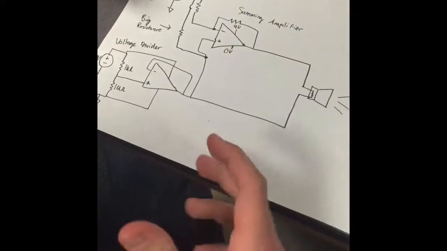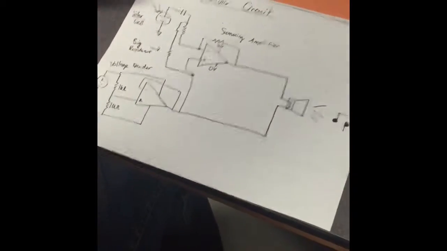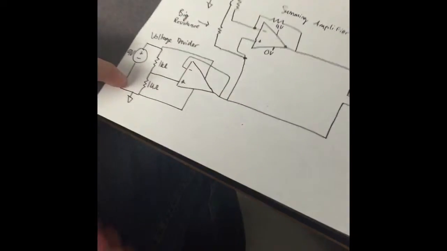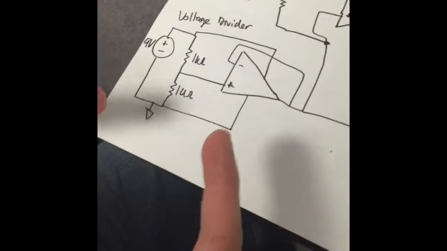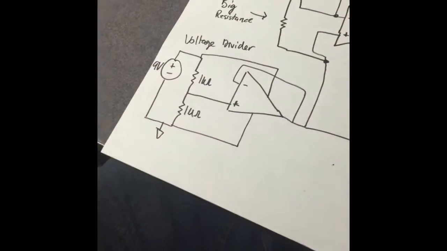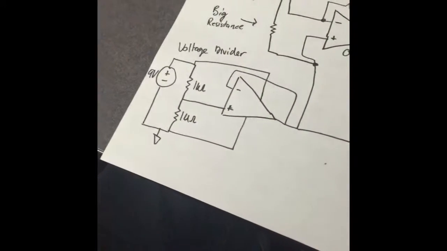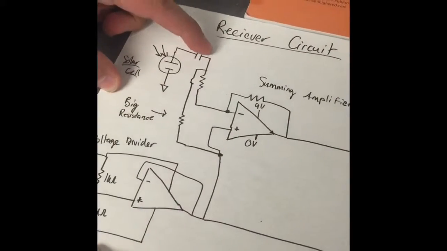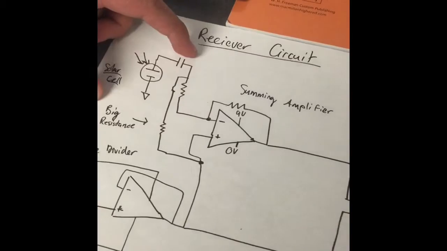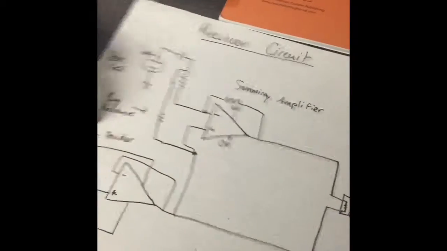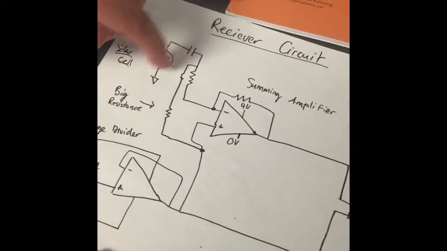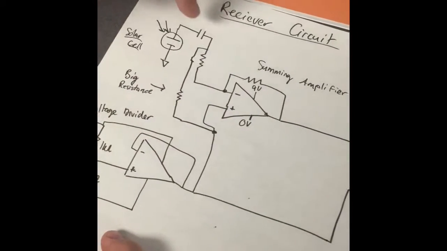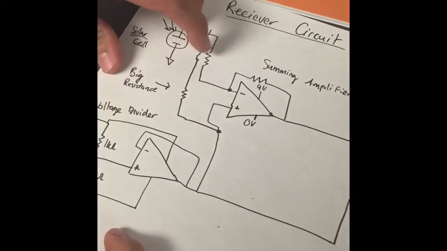So this is the receiving circuit part of our musical laser. Basically, down here, we have the same voltage divider we just talked about on the transmitting circuit. Our signal is coming in here to a solar cell. It goes through a capacitor to filter out the DC, so it's centered around 0 volts. This resistor right here is going to be a big resistance because you want little current flowing through it, so that most of our signal is forced through the op amp.